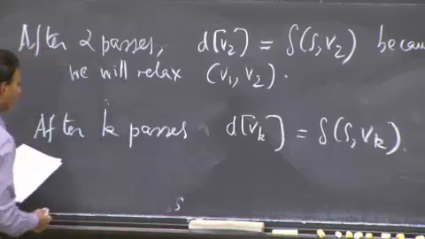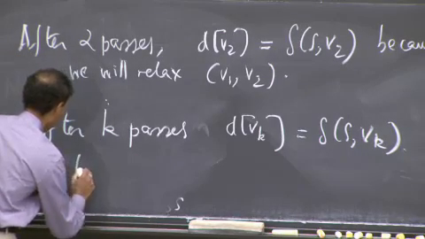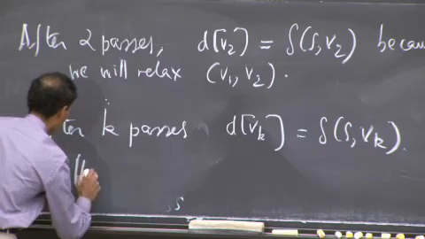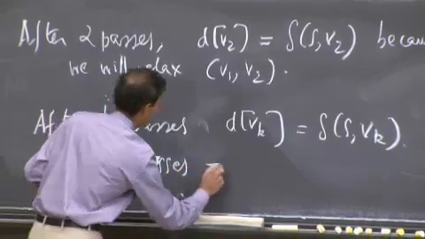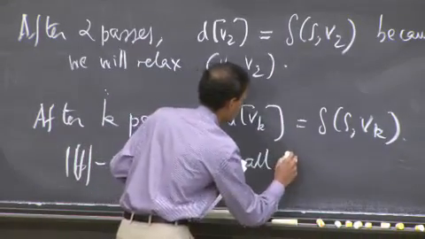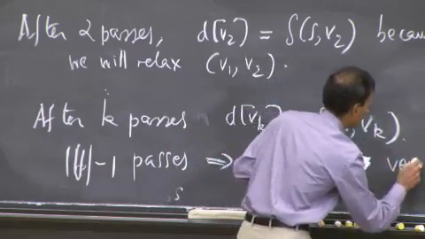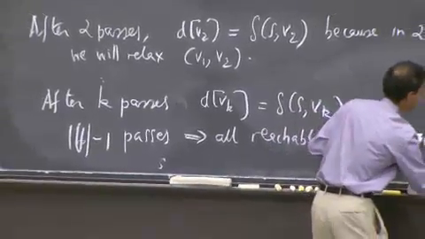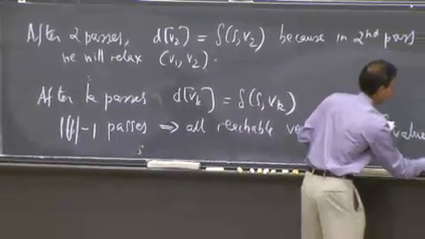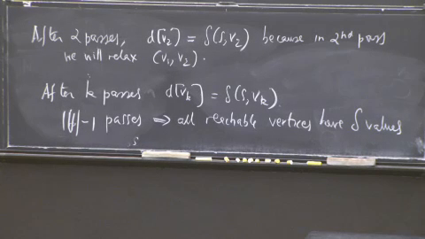And since if I run through V minus 1 passes, which is what I do in the algorithm, all reachable vertices have delta values. Right? That's basically it. Any questions?